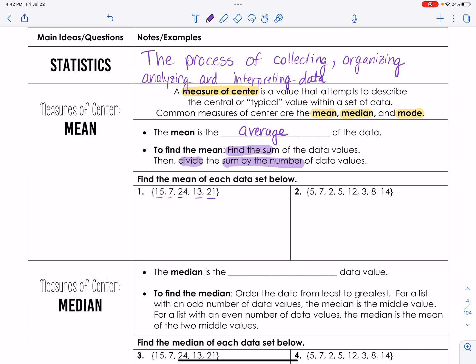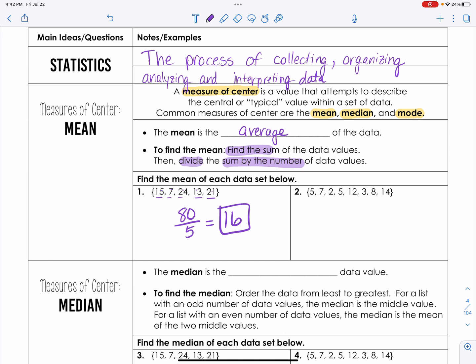Take out your phone. You're literally just going to type in 15 plus 7 plus 24 plus 13 plus 21. Hit enter. Some kids try to do all of this in one step, and then they get it wrong. You can't just type it in and put divide, because then it would only divide the last number, the 21. You have 5 numbers, so you're doing 80 divided by 5. The mean, the average, is 16. That's one way of finding the middle of your data: to average it.